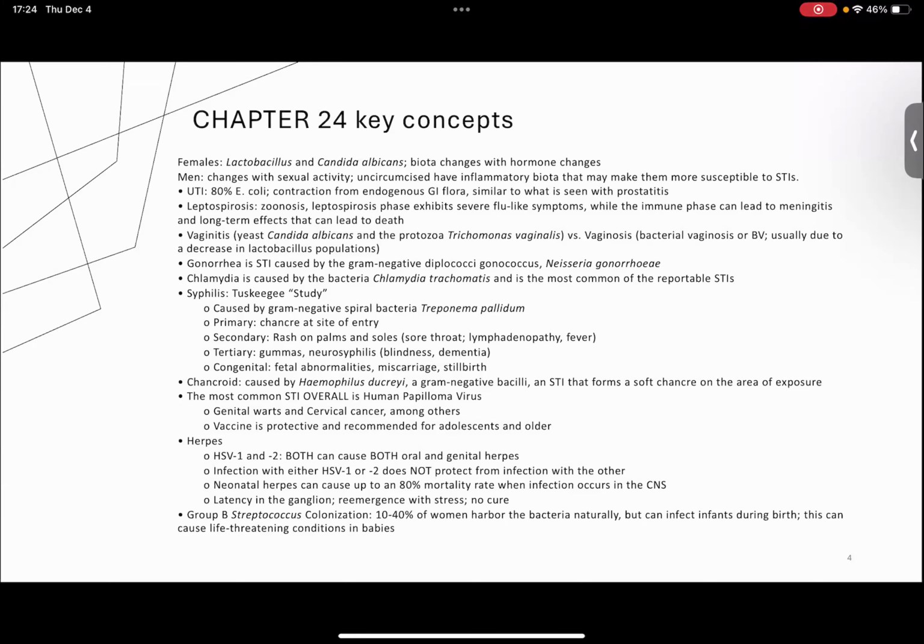It just is associated with the chancre. In women, it can often go unnoticed, but in men, it's usually a very painful lesion. Next, the most common STI in the world, period, hands down, is human papillomavirus, HPV.